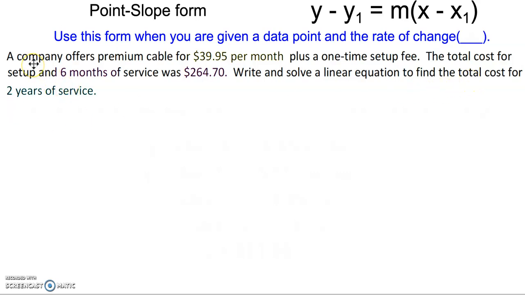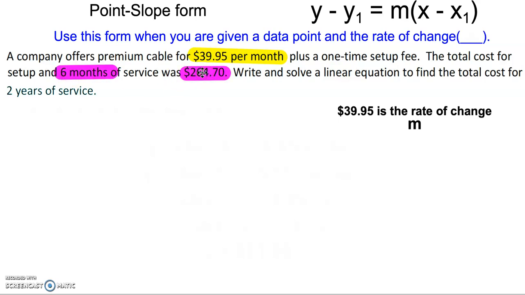Okay, so our important information here. We're given the rate of change. That $39.95 is our slope. This plus a one-time setup fee. The one-time setup fee is really our b value, like for our slope-intercept form. But notice it doesn't tell us what that setup fee is. Instead, it gives us a data point. For 6 months, it costs this much.